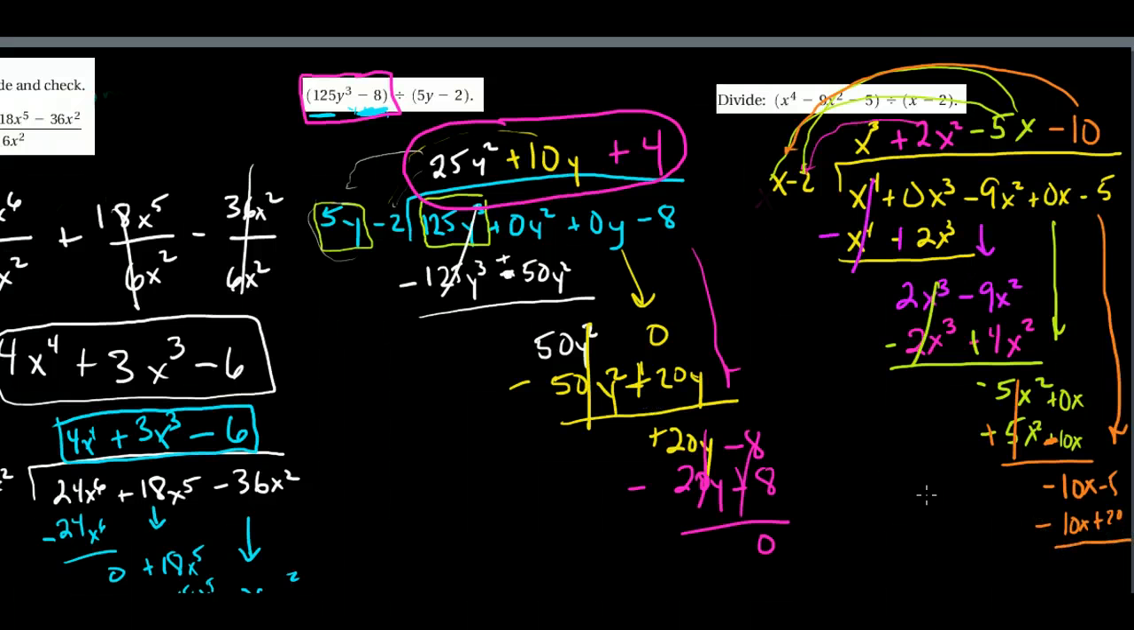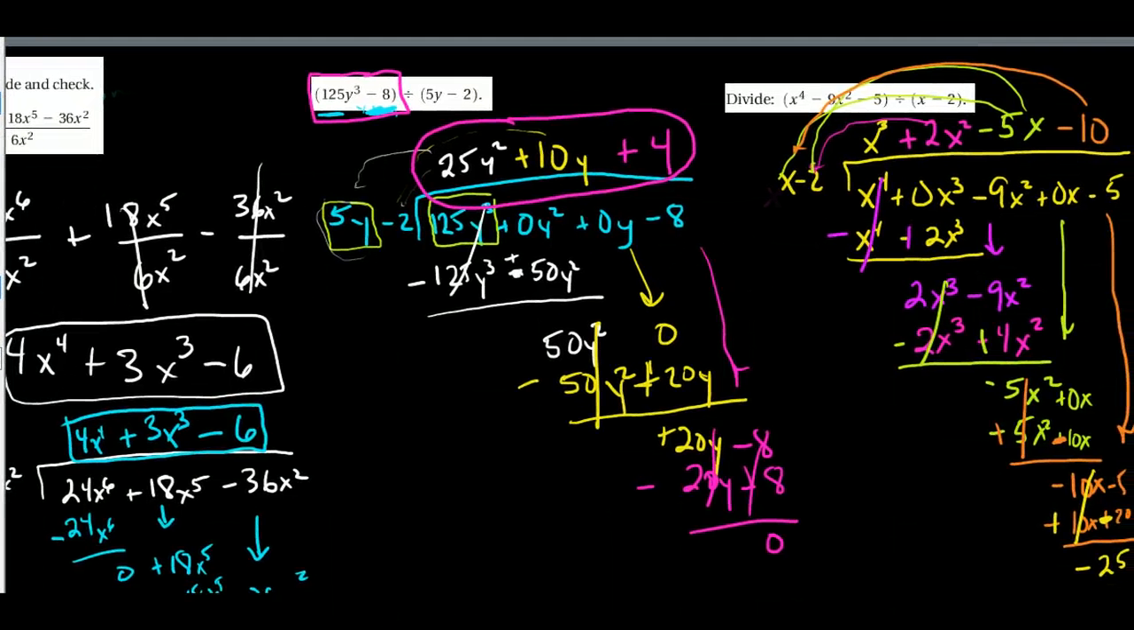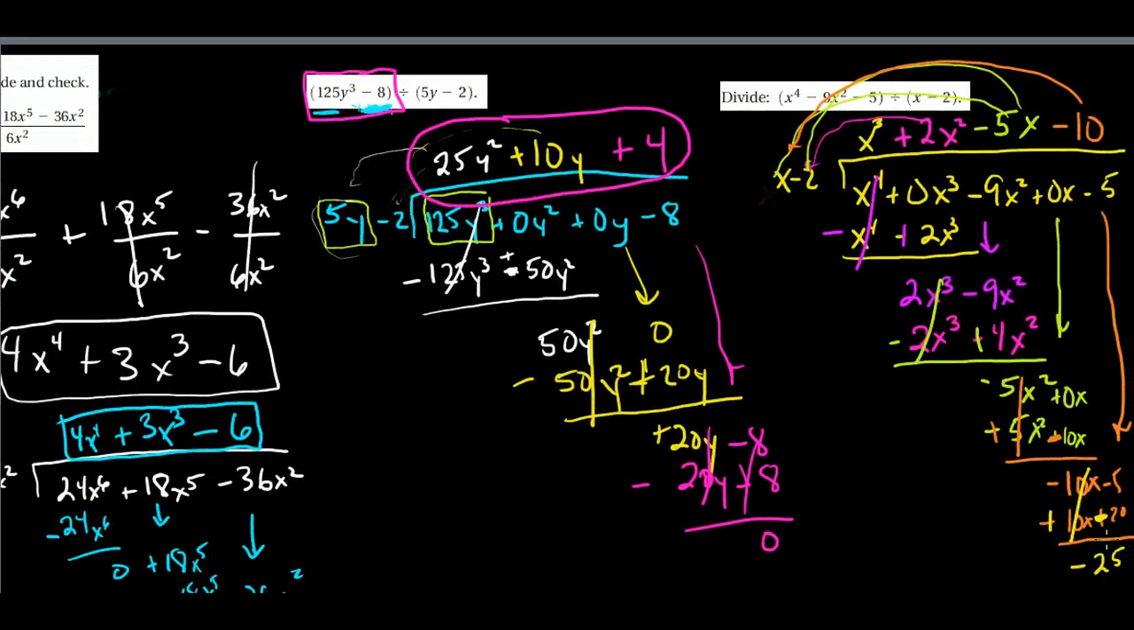And now what haven't I used here? Let's go back to yellow. When I change my signs and combine, those cancel, and I'm left with a negative 25. So I have a remainder this time. Whoa! I have a remainder this time.